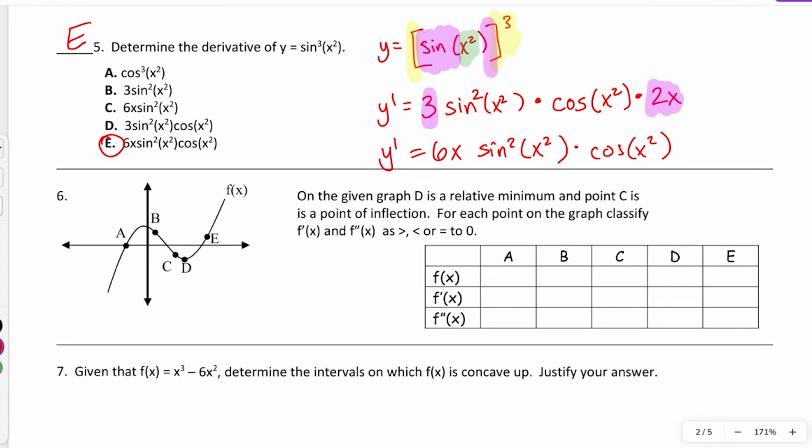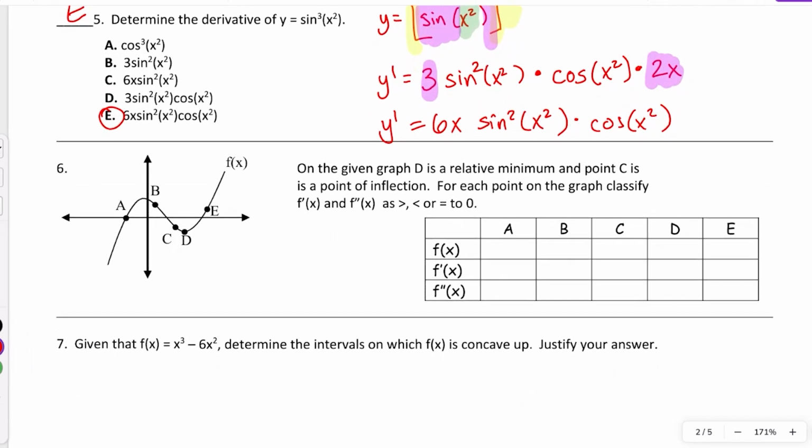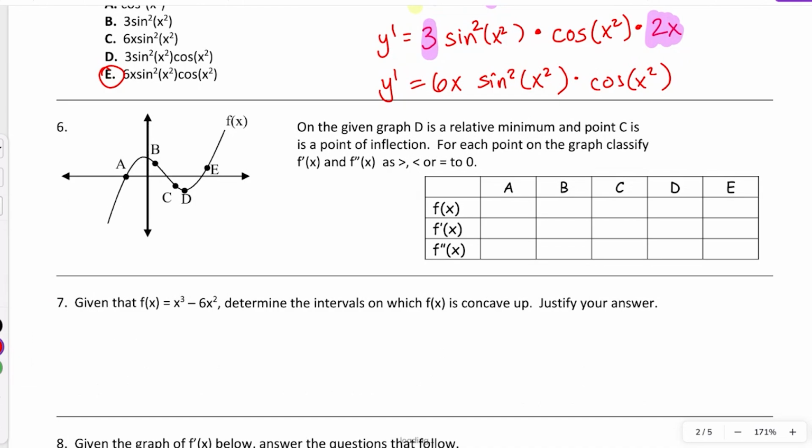Number 6, we've got a sketch of a graph here. And it says on the given graph, D is a relative minimum. Okay, so the slope here is going to be 0. Point C is a point of inflection. Okay, so that's going to be a change in concavity, meaning it's going to be concave down right up until C and concave up afterwards. For each point on the graph, classify f prime and f double prime as being positive, negative, or equal to 0.